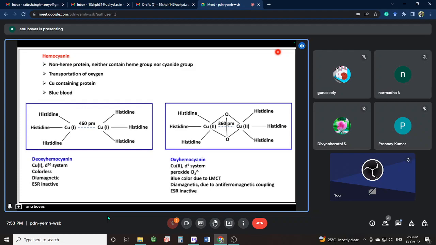So in this also, we should learn about 2 forms, deoxyhemocyanin and oxyhemocyanin. In everything, whether it is myoglobin, hemoglobin, or hemocyanin, we should know about the 2 parts of the particular protein, the deoxy and oxy parts. So what all things can they ask from this topic? What is the central metal atom? First question, it is copper. What is the oxidation state of the central metal atom? In the deoxy state, copper will be in +1 oxidation state, a d10 system. And in the oxy state, the copper will be in +2 oxidation state.